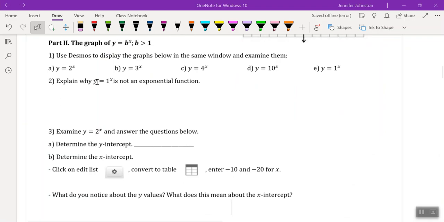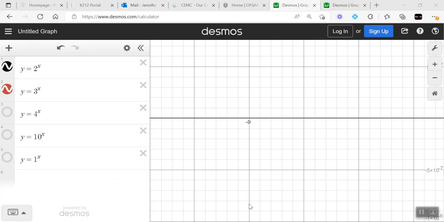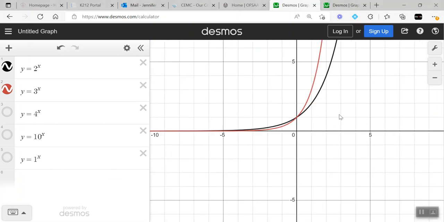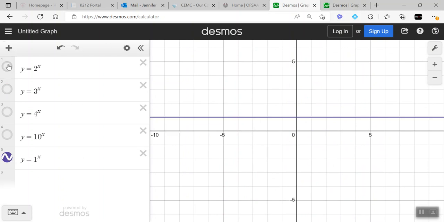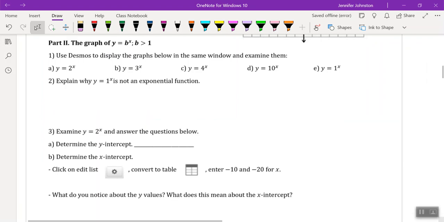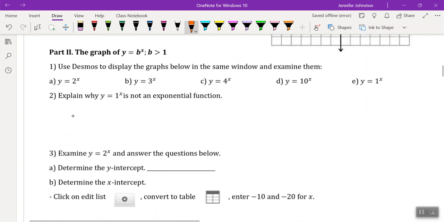And then here it says explain why y is equal to 1 to the x is not an exponential function. Let's go look at that. If you're stuck in a weird place, you can just hit the little house and it will default zoom out. All right, so why, oh my gosh, what do we get there? It's a horizontal line, right? Why does that happen? Well, if we looked at a table of values and you subbed in values for x, you're going to get 1 every single time, right?